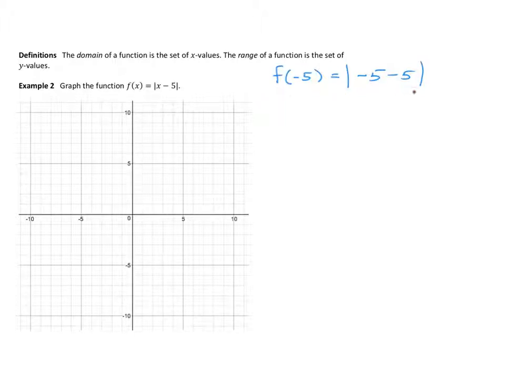My goal is to now simplify this. In doing so, we get f of negative 5 is equal to, okay, the absolute value of negative 5 minus 5, more is negative 10, and this changes to positive 10. What this means is, at x is equal to negative 5, the y value is positive 10. I'm going to plot this point.